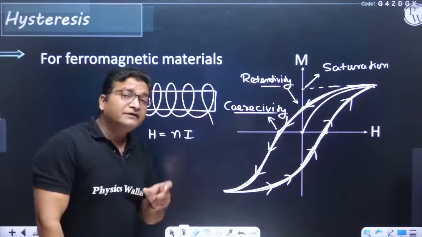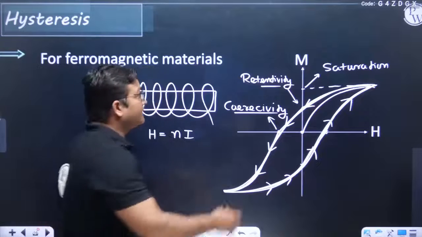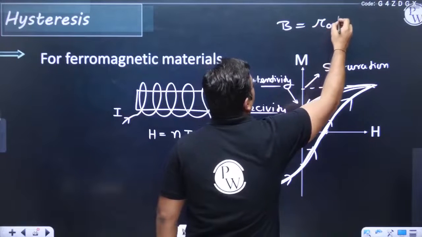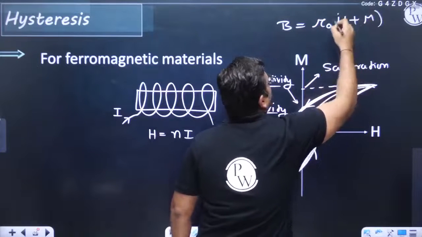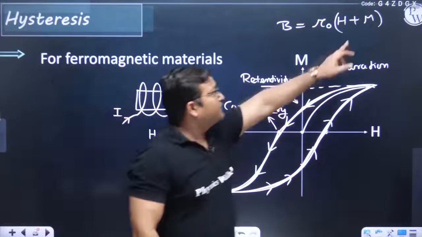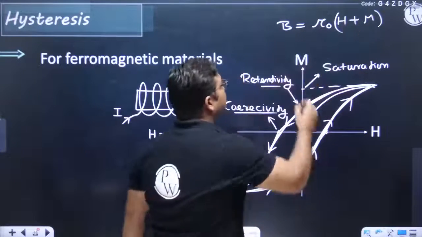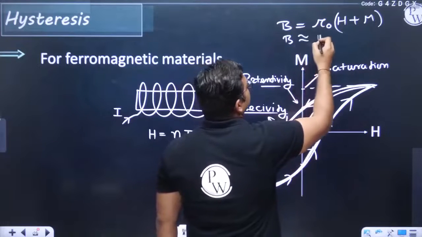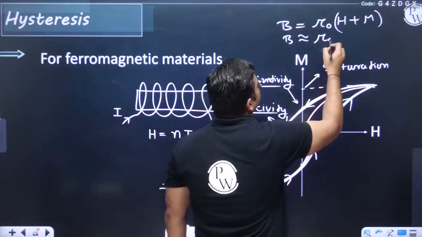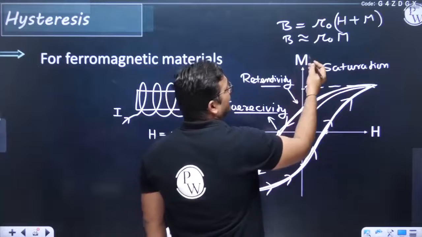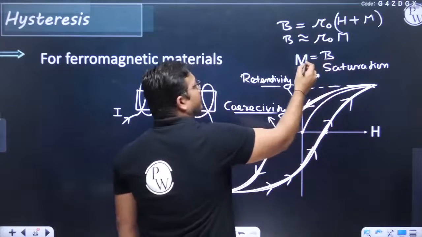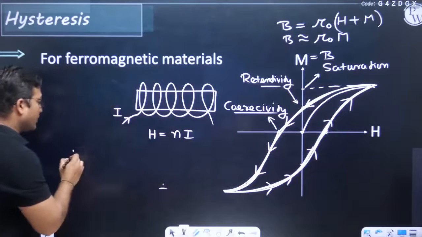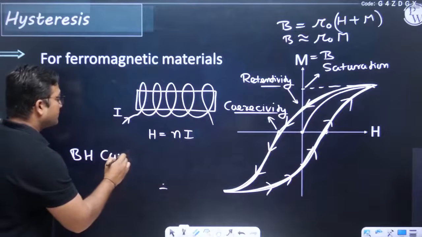As you know, B is related to the magnetic field as B equals mu naught times H plus M. In ferromagnetism, M is very, very large as compared to H. You can say B is nearly equal to mu naught times M. So we can also draw this graph as B depending upon H like this. So this curve is also called the BH curve.